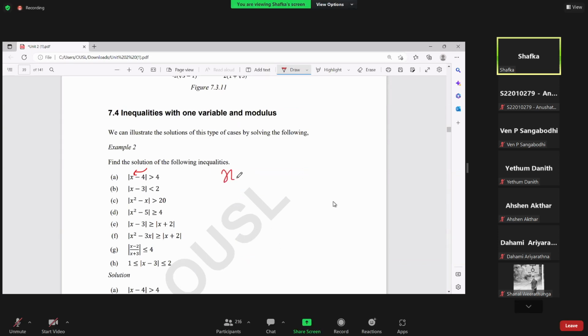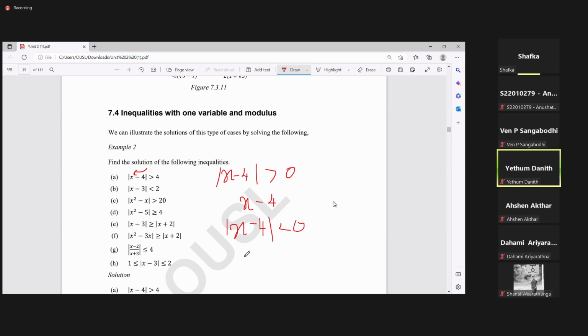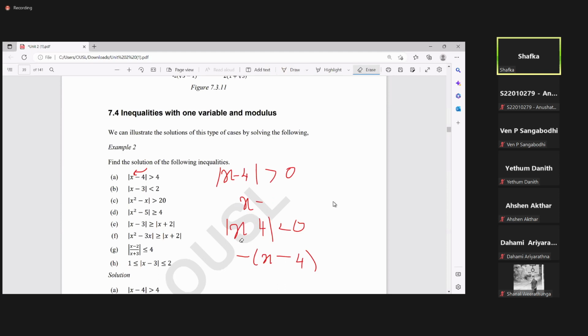Since we know the absolute value of x minus 4, if this is a positive number, then it is the same as x minus 4. What happens if it's a negative number? Then it is 4 minus x, or in other words, minus of x minus 4. Either this will be a solution, or this will be a solution. So we have to consider both ways.